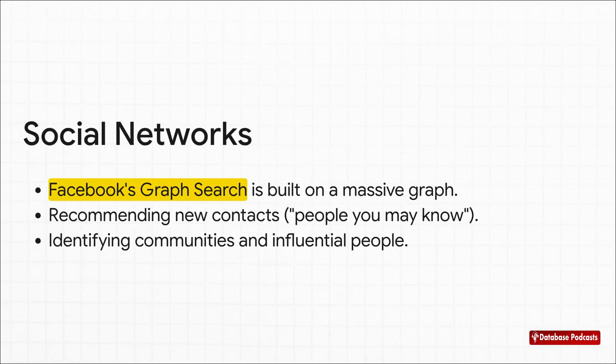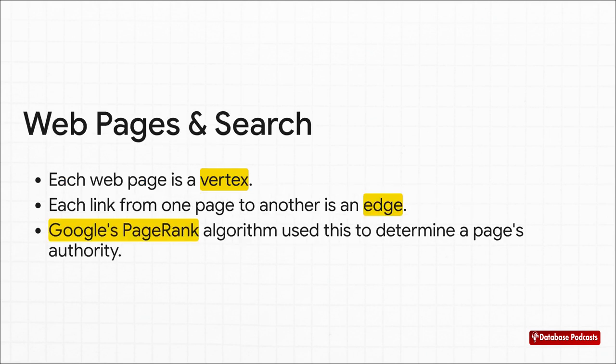I mean, the most obvious one is social media. What do you think platforms like Facebook or LinkedIn actually are? They're just one gigantic graph. Your profile is a vertex, every friend connection is an edge. That whole "people you may know" feature, that's just the system looking at the graph and saying, hey, you're only 2 hops away from this person through a bunch of mutual friends. You should probably connect.